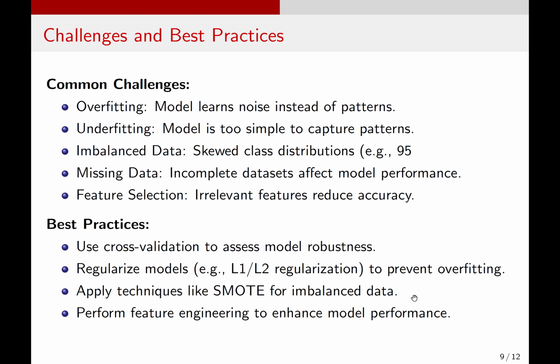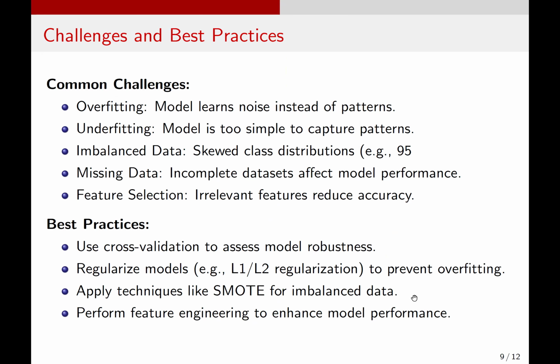So for best practices, right, you want to use cross-validation to assess model robustness, and then you can also regularize the model, just like I said before, using L1 or L2 regularization. These are connected with lasso and ridge regression. So these are regularization stuff we are going to see later. You can use this to prevent overfitting. When you have overfitting, then regularization is one way to go.